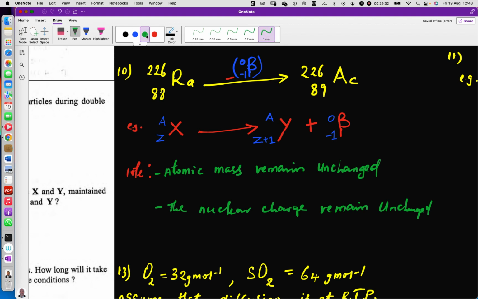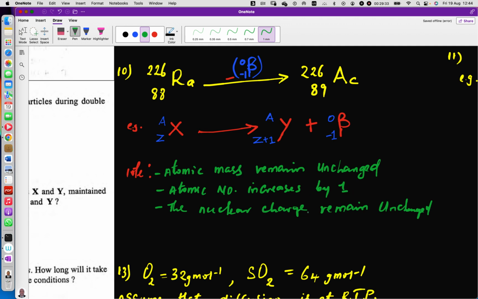The atomic number will increase by 1. The atomic number increases by 1.